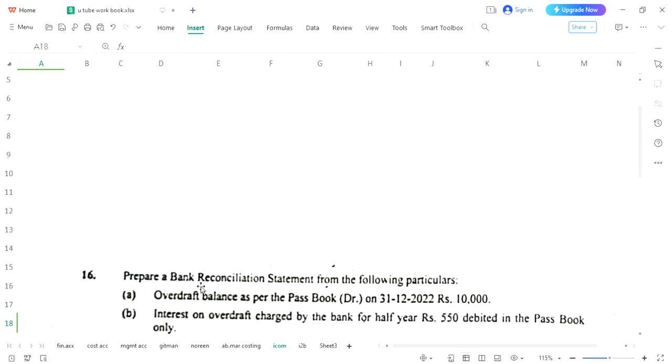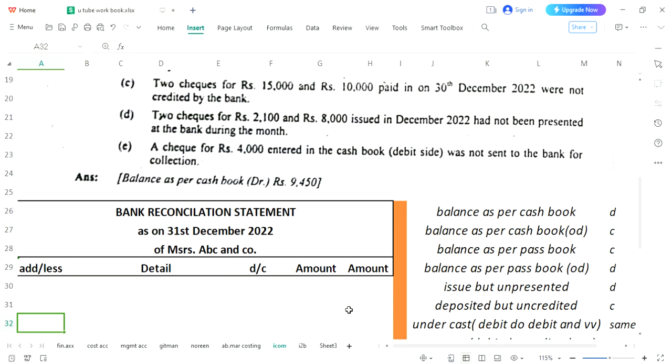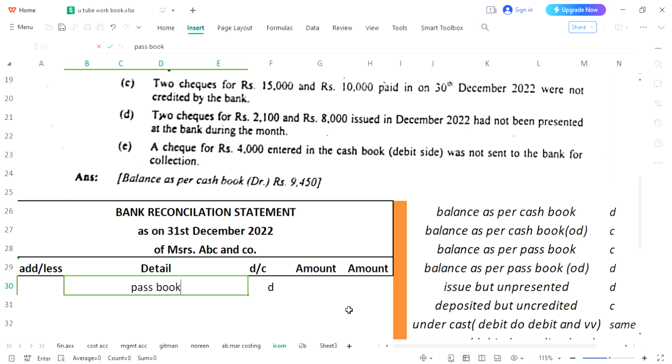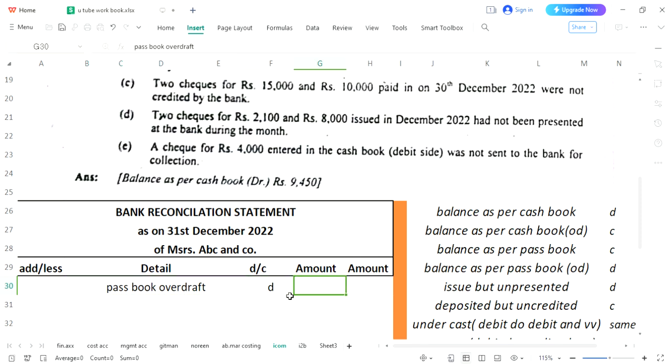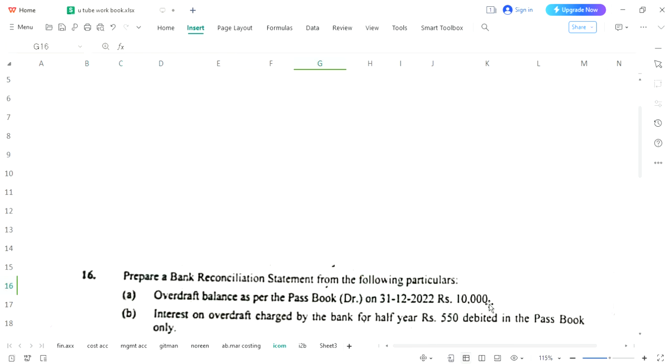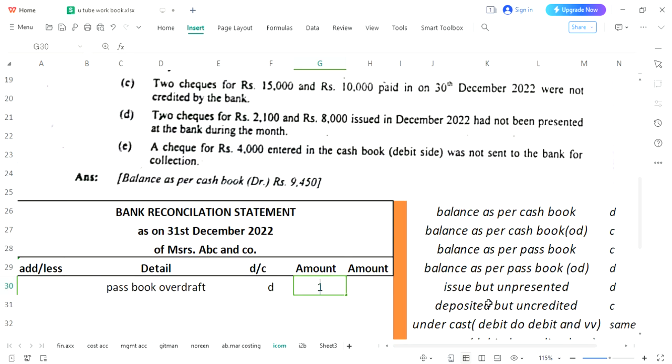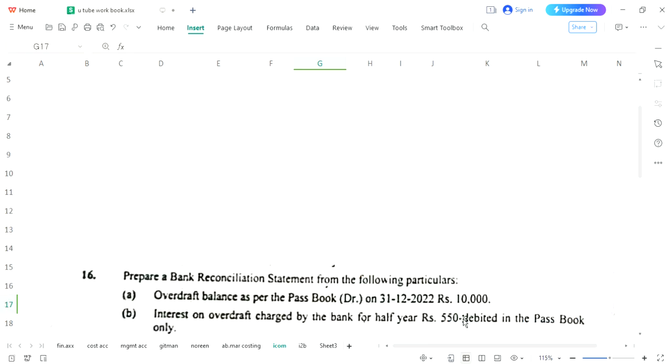Here we have our first entry, overdraft passbook. Please note it down, debit is already mentioned. We have an idea that passbook, if it is overdraft, should be written on the debit side. But kindly note, debit is already mentioned, so we will not use any logic. We will write debit over here and mention passbook overdraft. Let's see how much was the balance. 10,000, first entry. Write it down in the amount column. Let's now proceed to the next.